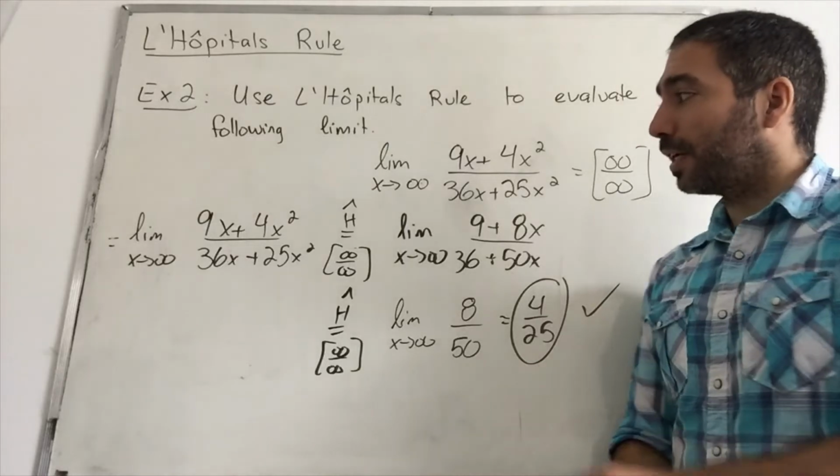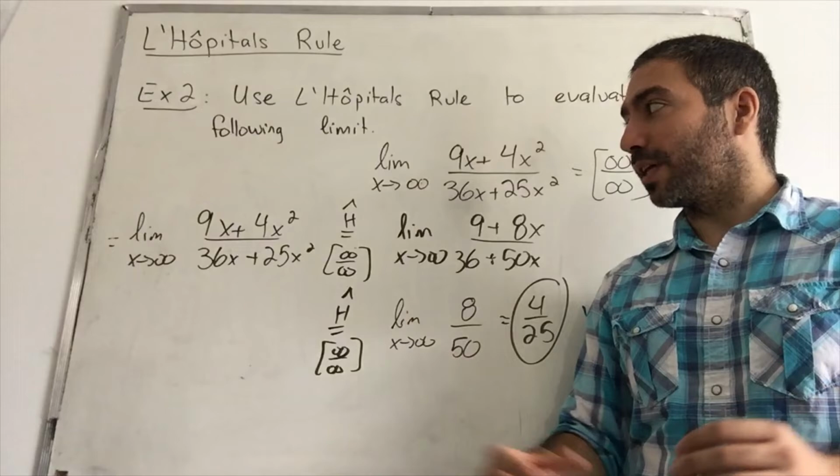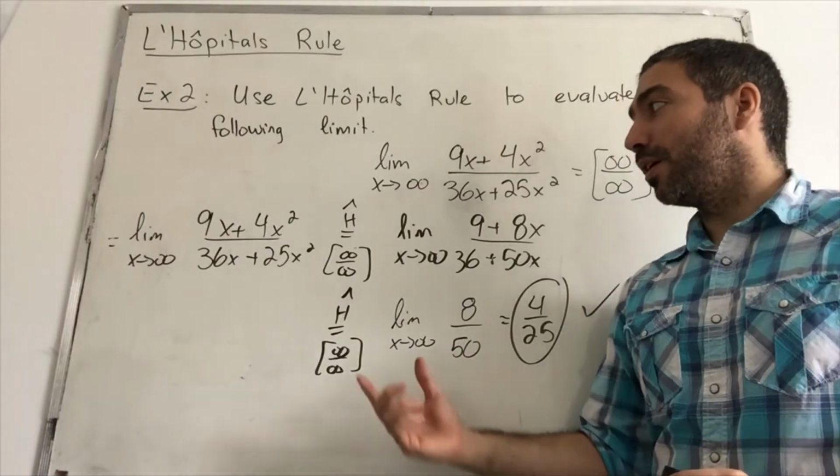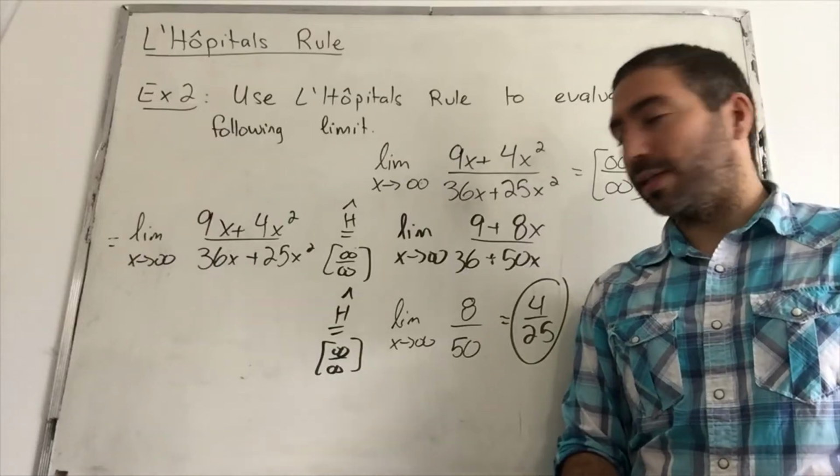Okay, so these are examples where we actually knew how to solve them without using L'Hopital's rule, but now we're going to look at different types of limits where our old tricks don't work, and we have to apply only L'Hopital's rule. So let's go ahead and take a look at that.